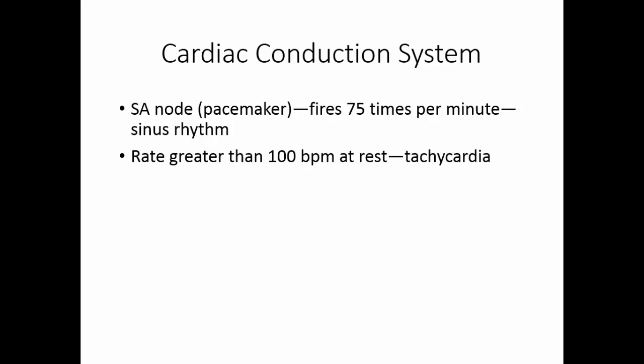If the heart rate is greater than 100 beats per minute when the person is at rest, that's a condition known as tachycardia. The danger here is as the heart beats faster and faster, it is more likely to go into fibrillation. A rate less than 60 beats per minute is known as bradycardia. A rate this low typically means the heart is not beating fast enough to efficiently pump the blood to all of the organs of the body, particularly to the brain.